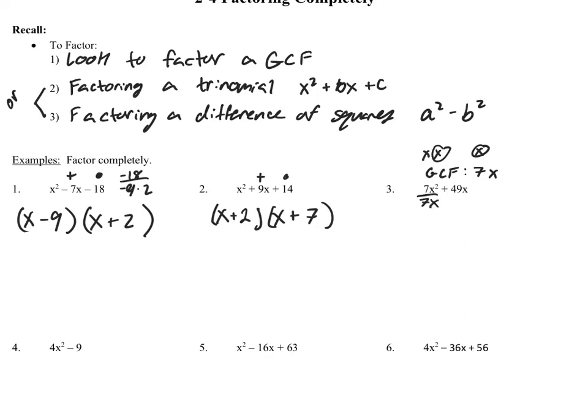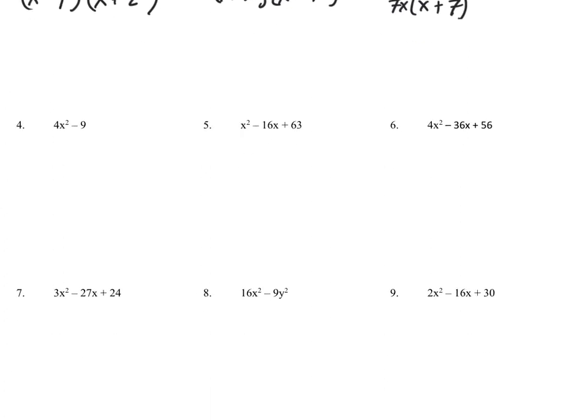When we factor a GCF out, we divide both terms by that GCF. It becomes our distribution problem. And I'm left with x plus 7. Once we factor out a GCF, we always want to look at the inside of the parentheses and say, is that a factorable trinomial or is that a difference of two squares? It is not, so we know we are done. Okay, number 4.